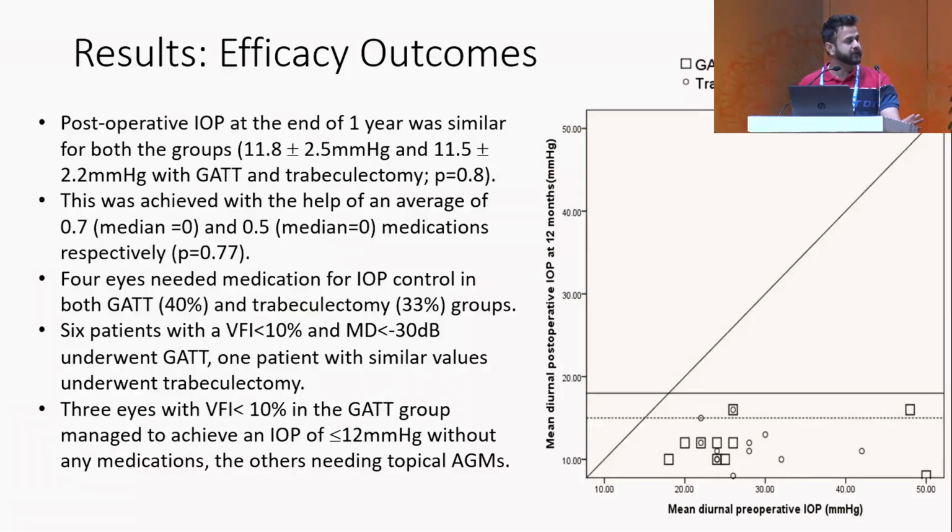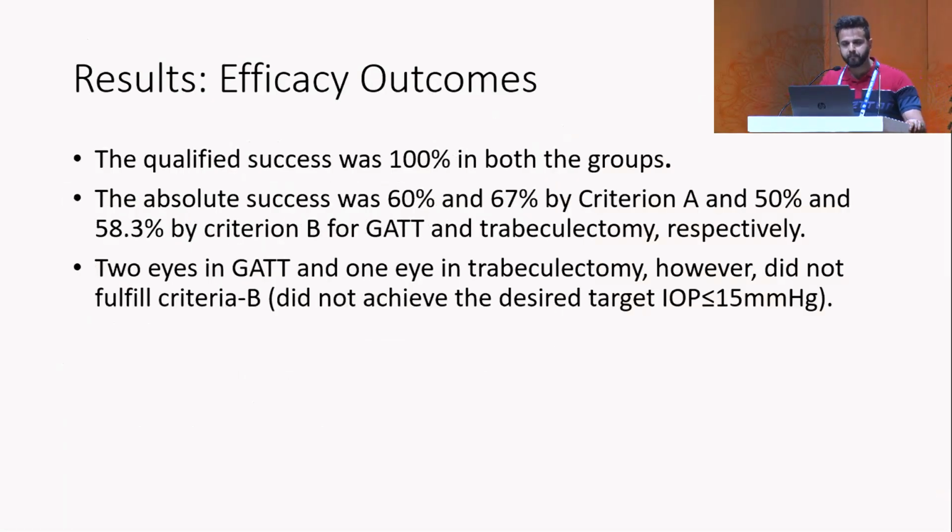It is of interest to know that 6 eyes had a VFI of less than 10% and a mean deviation of worse than minus 30 decibels, which meant these patients had very advanced glaucoma. And all of them were controlled with GAT, with only 3 of them needing medication. On the contrary, this count for similar severity in trabeculectomy was 1, and the patient was controlled off medication.